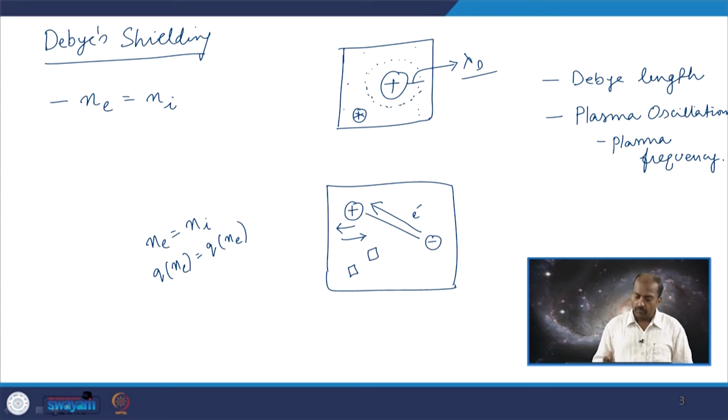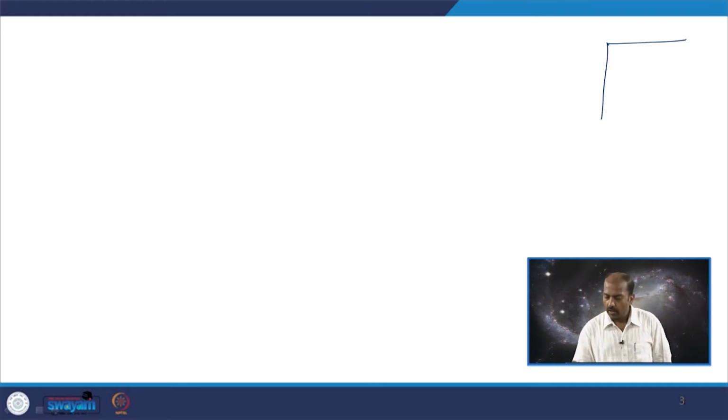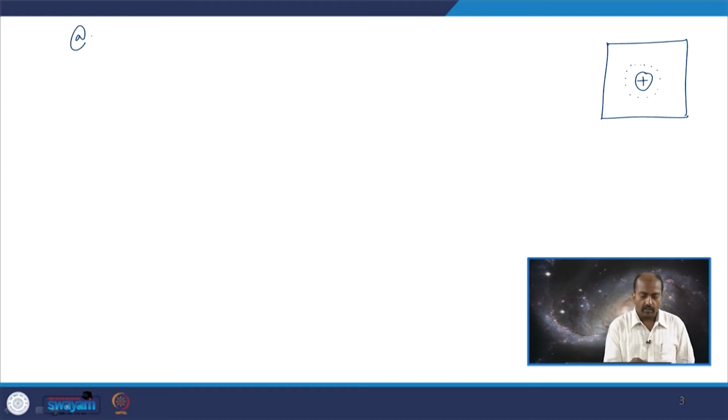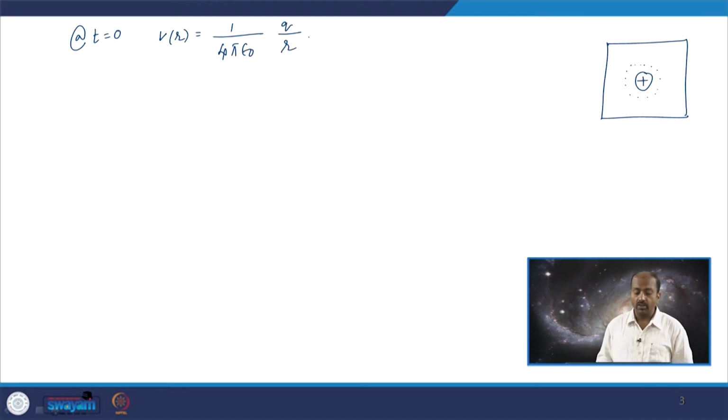Okay. So, for example, we can take a plasma, and we have a positive test charge in the plasma, right. Now, we are saying the cloud of electrons will be surrounding the test charge. At t equals 0, when you place the positive test charge, I can write the potential due to this positive test charge at any distance as simply 1 by 4 pi epsilon naught q by r. So, what is the nature of this potential? The nature of this potential is simply Coulombic.